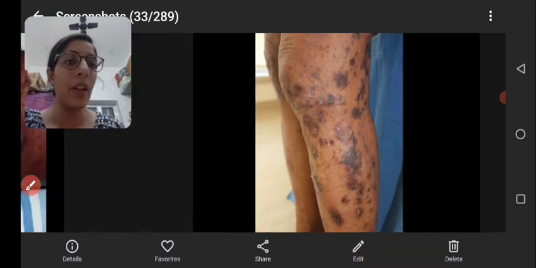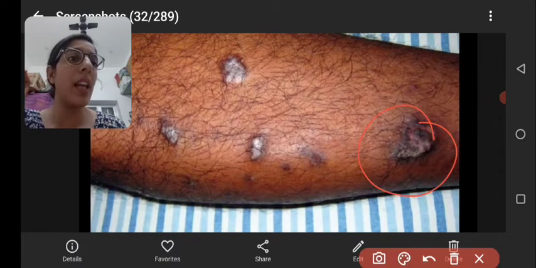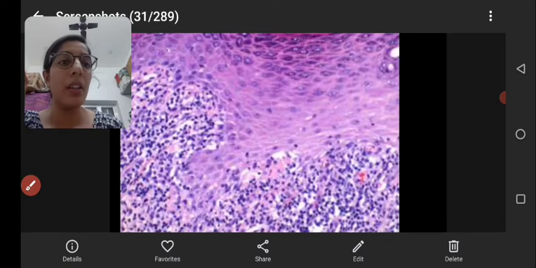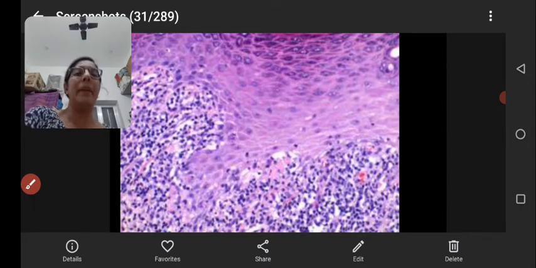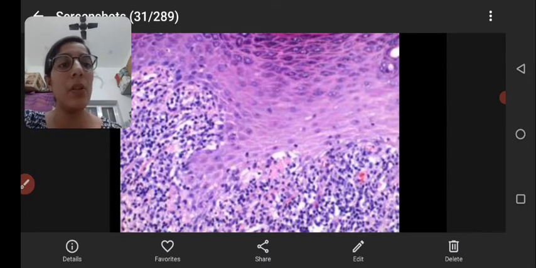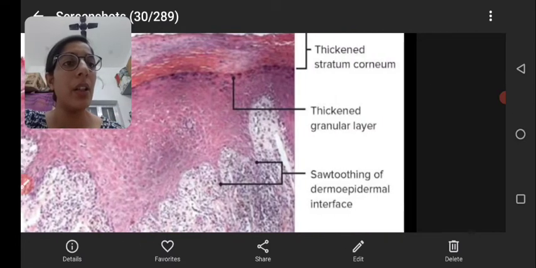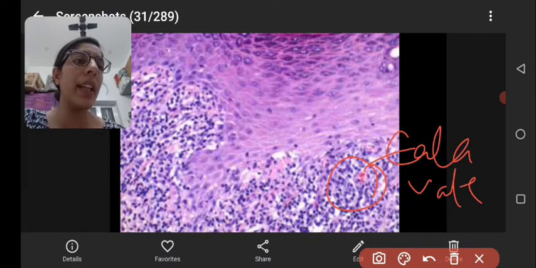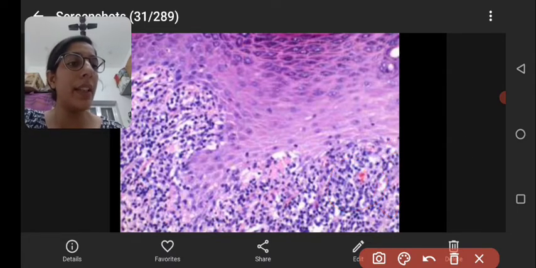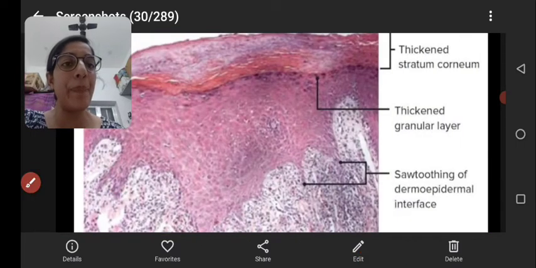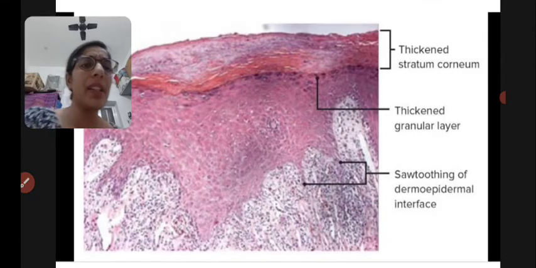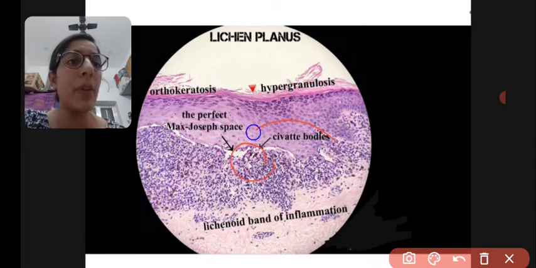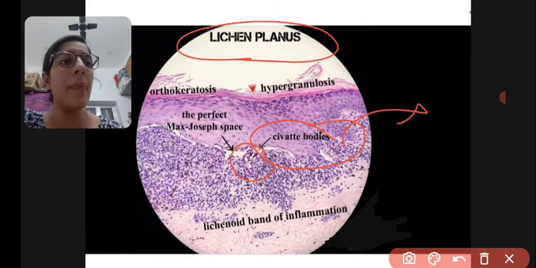Here you can see this. Here are hyperkeratotic papules seen in lichen planus. Not so clear, but I want to show here. These are the civatte bodies. In further images we will see that in detail. The sawtooth appearance is seen in psoriasis. Here is lichen planus. These are the civatte bodies. Civatte bodies are seen in lichen planus.